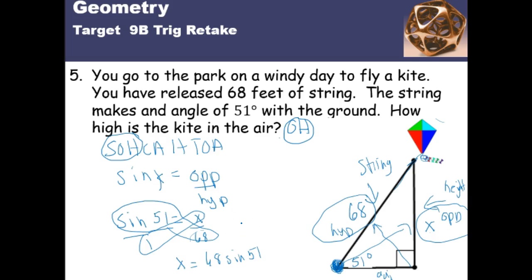And again, it's super important that this number down here gets written in front. Then I just plug that into my calculator. And again, make sure you're in degree mode. So 68 sine 51, and get 52.84. And that 4 does nothing to the 8, so my answer is just 52.8.